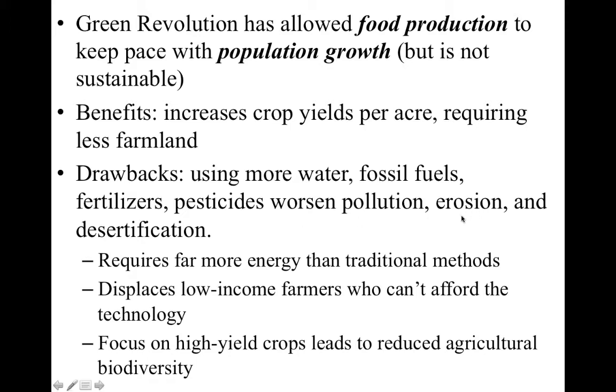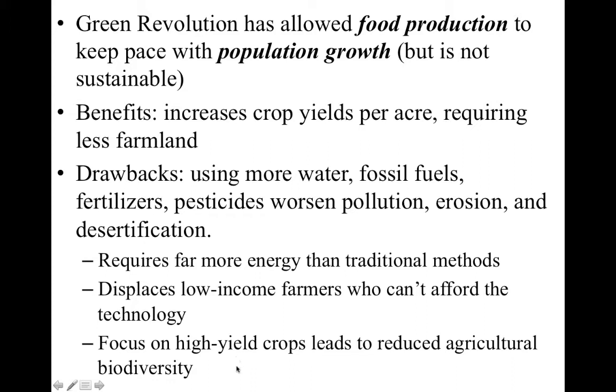There's increased erosion from industrialized farming techniques, and desertification is the turning of what was once healthy land into a desert. Along with this, the Green Revolution techniques require far more energy than traditional methods of farming. Low income farmers, meaning just a small family farm, especially in poorer nations, just can't afford the investment these techniques take. So the little farmers who can't afford the technology are going to be pushed out of farming.